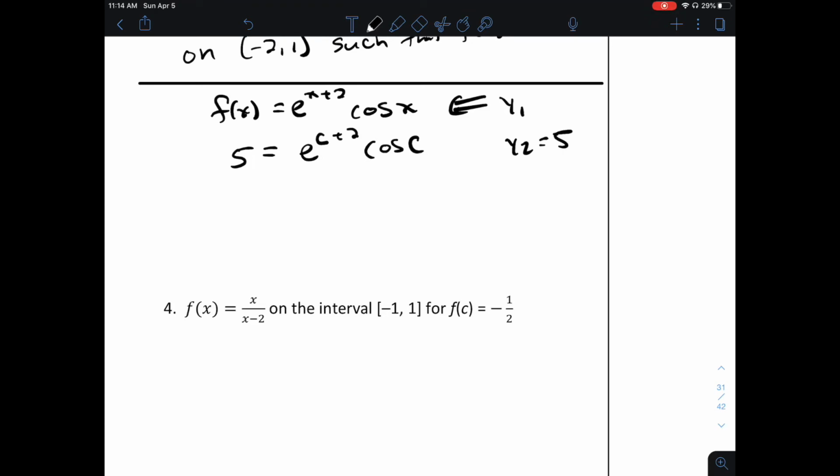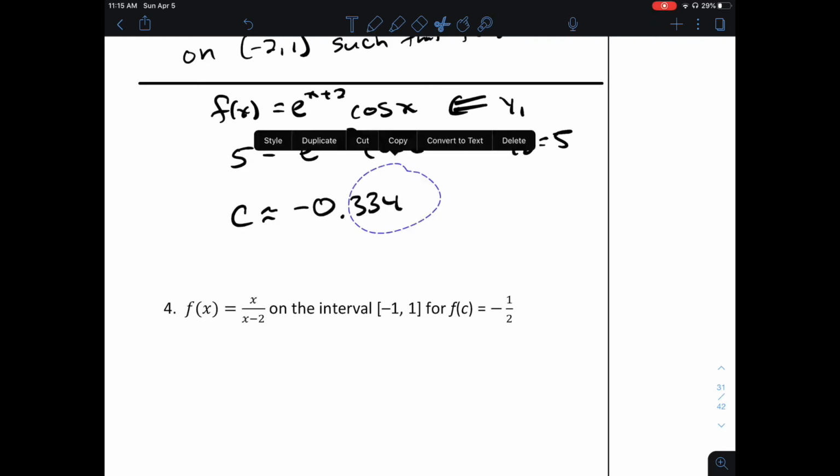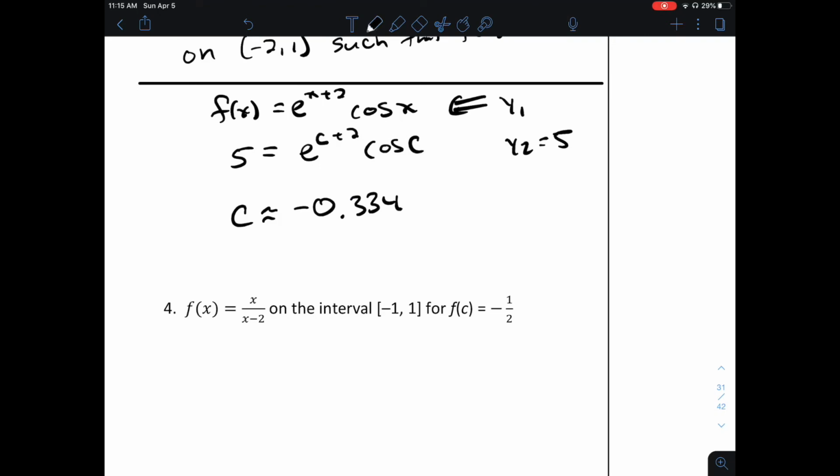Anyhow, see where they intersect on the interval from -2 to 1, and I believe that you will find that c is -0.334. Reminder, we use 3 decimal places in AP Calculus.